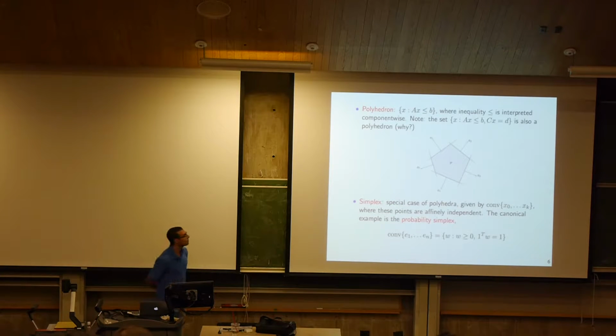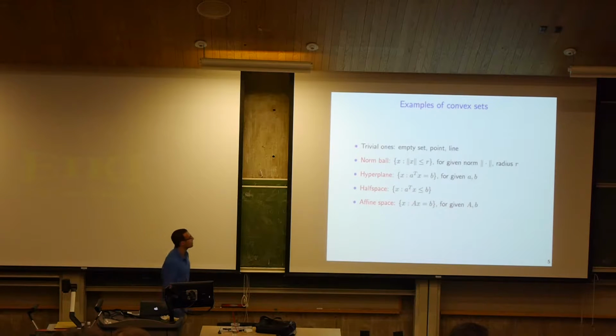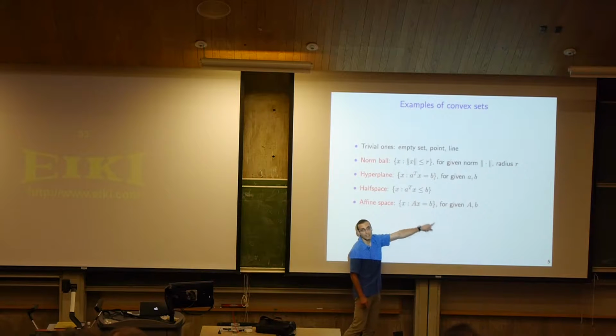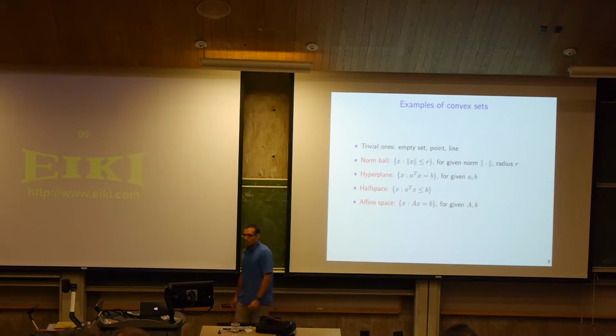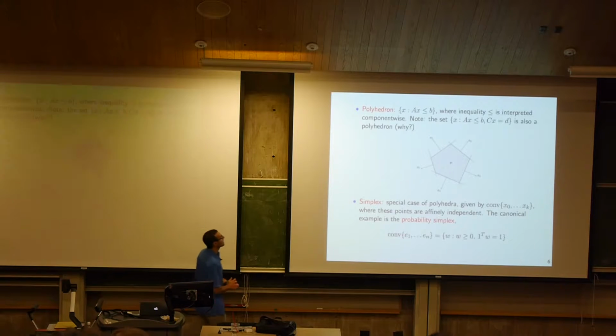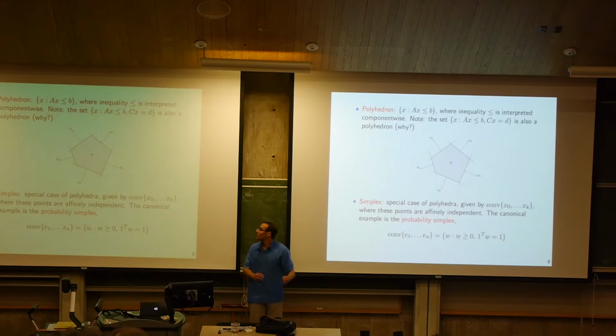So a polyhedron is an interesting object. We'll see them throughout the semester. Polyhedra are just the set of all x that satisfy a bunch of linear inequalities. So remember, we defined an affine space by the set of all x for which Ax is equal to b, for a given matrix A and a given vector b. A polyhedron is the set of all x for which Ax is less than or equal to b.